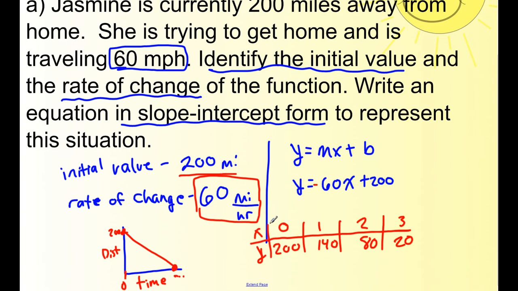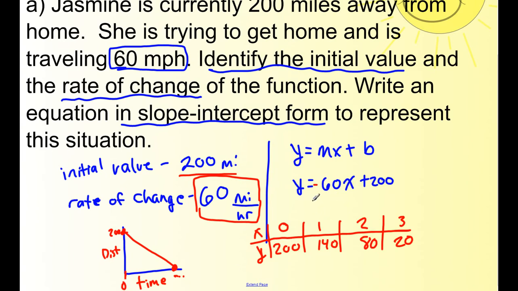This is just an XY table representing this. If you think about it, if you plug in 0 for x, negative 60 times 0 is 0, plus 200 is 200. Plug in a 1. Negative 60 times 1 would be negative 60, plus 200 gives you 140. So this table helps represent that situation as well.